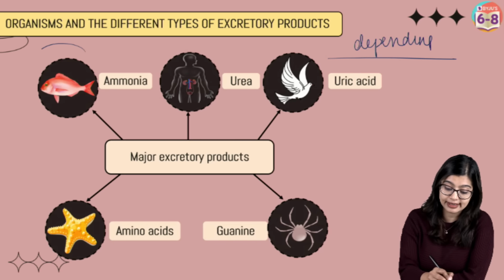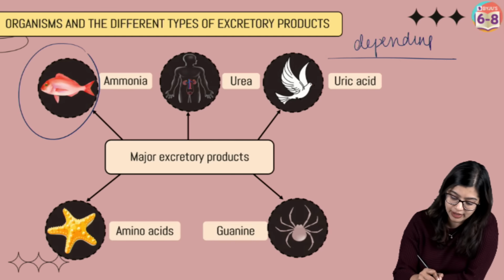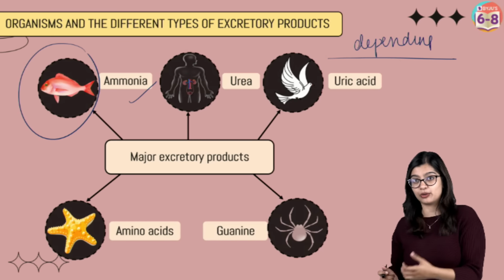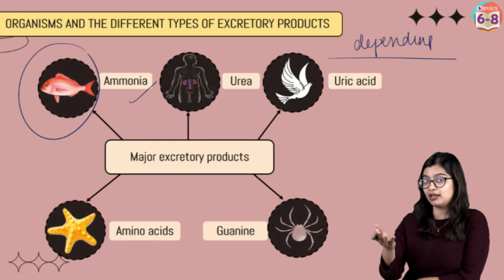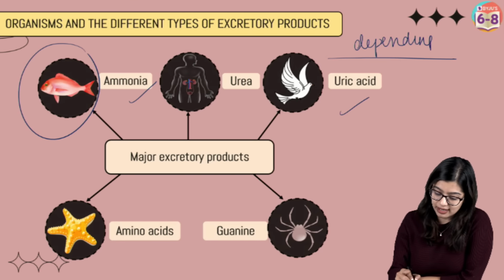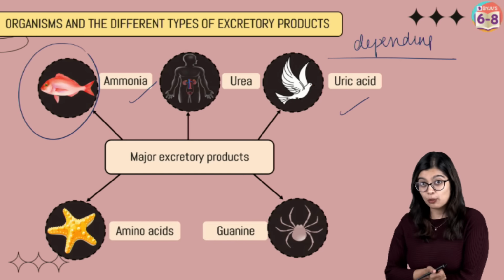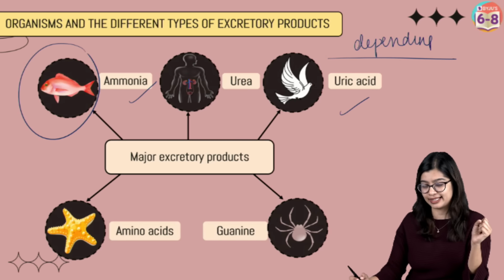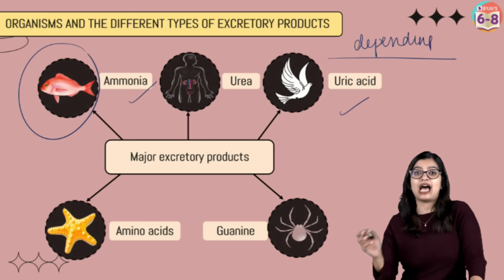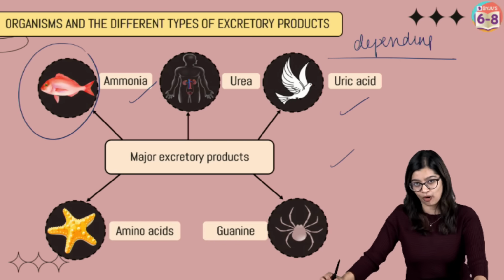So, if you look at it, organisms which are found underwater, like fishes, get rid of their nitrogenous metabolic waste in the form of ammonia, because ammonia is easily dissolvable in water, right? While on the other hand, in our case, we expel it in the form of urea. While in the case of birds or in the case of lizards, it is through uric acid. So different organisms have different ways through which they get rid of their excretory product.